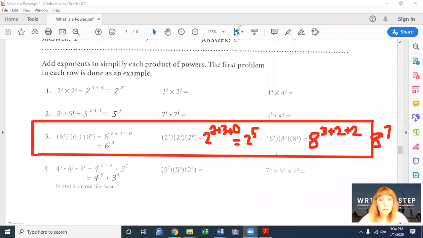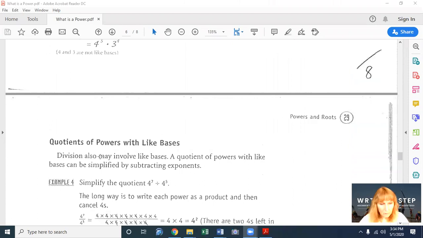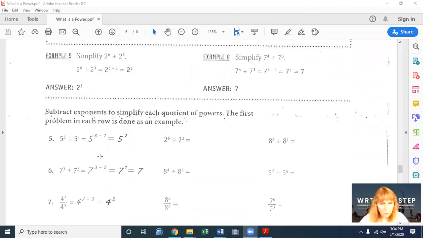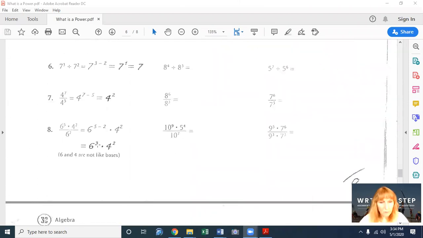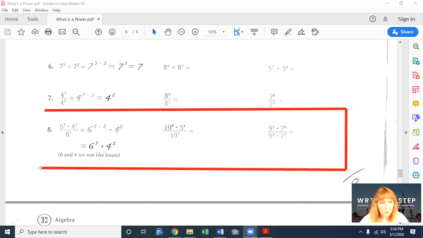Okay, let's try some of this with division. Clear that and scroll down just a little bit. All the way to row 8. Let's take a look at row 8. So we're going to be in this row right here. Just like that.